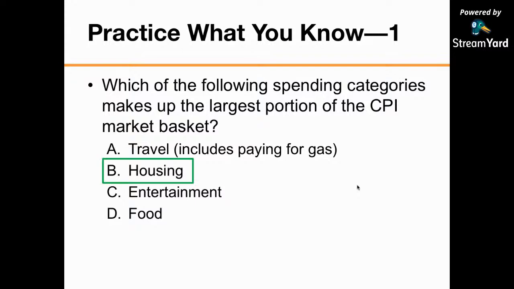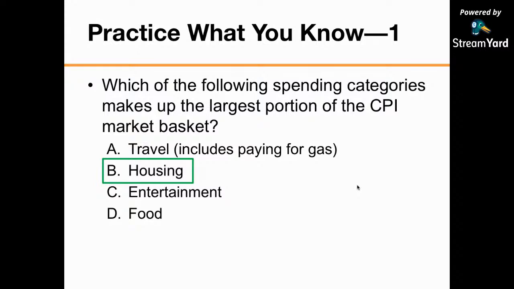So housing is the largest portion of the CPI market basket. The reason being, housing is typically the most expensive thing that a typical consumer will purchase. So this being such an expensive item, it is a very large part of the consumer price index, and changes to that housing market will again greatly affect the average consumer.